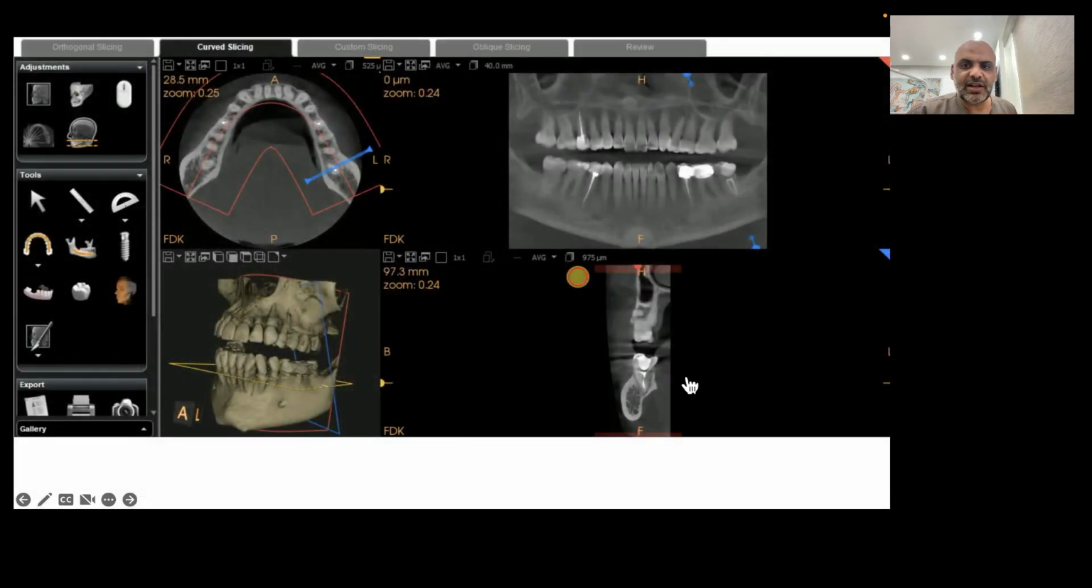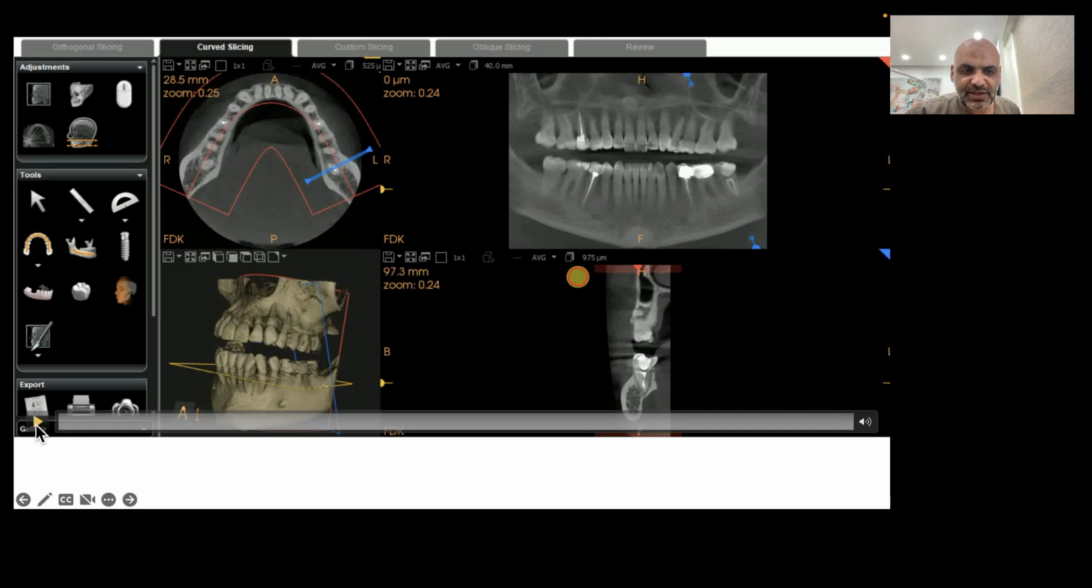Now we refer the patient for the CBCT and we took the CBCT.